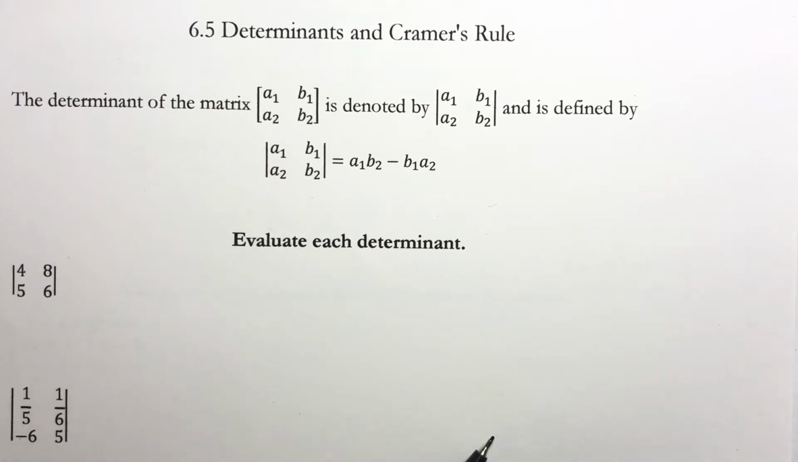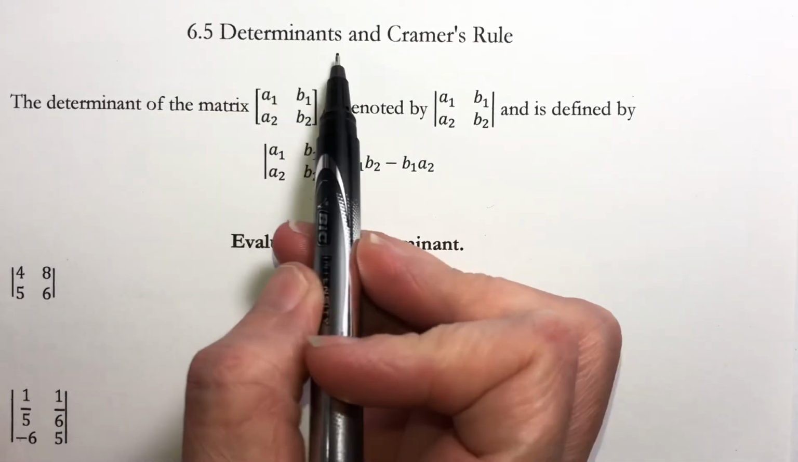This is section 6.5, Determinants and Cramer's rule. We are going to learn a new method for solving a system of equations. The first thing we have to talk about are determinants in general.